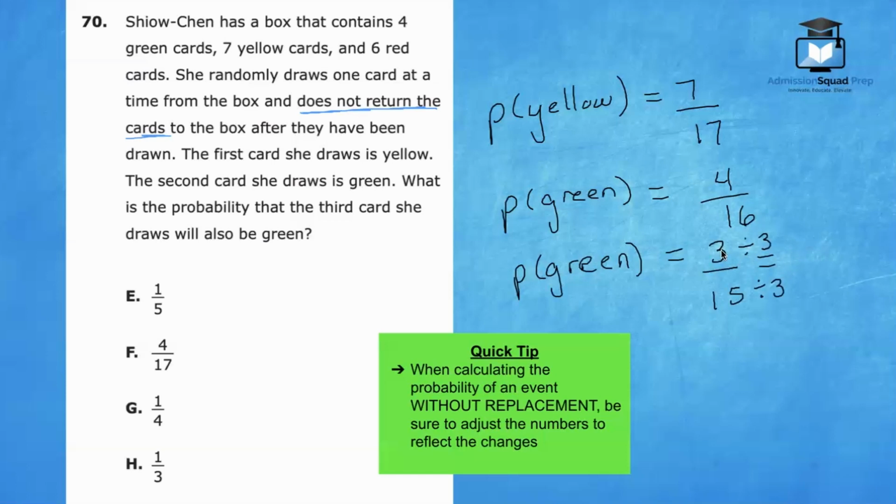When we express this fraction in simplest form, we will divide both the numerator and denominator by 3. So we now have 1/5. So E is the correct answer.